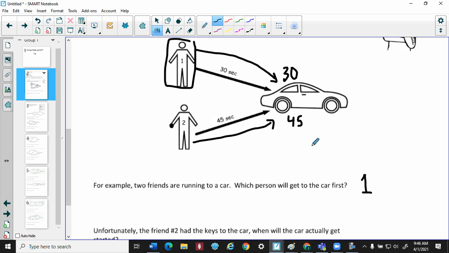The big takeaway from this situation is, although one person gets to a destination first, whoever's slower is actually setting the time. So the car cannot start until 45 seconds. Keep that in mind as we're dealing with these types of graphs.